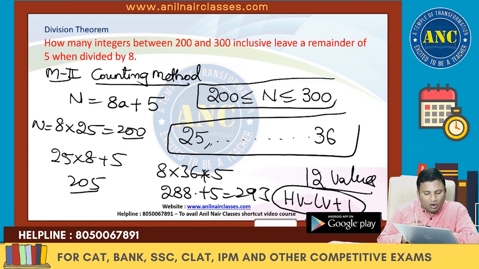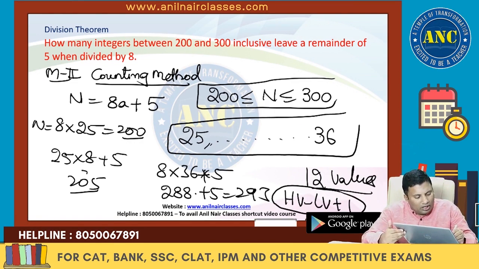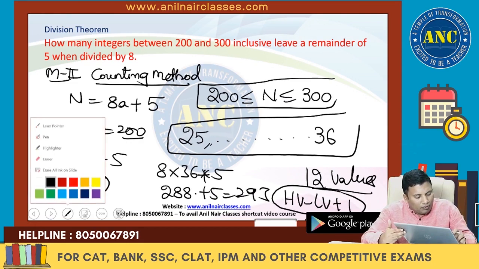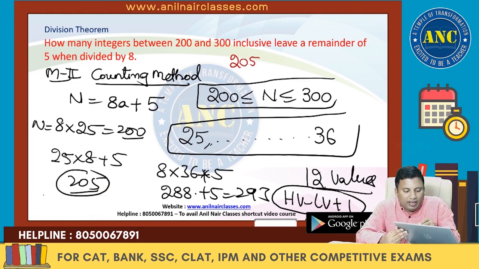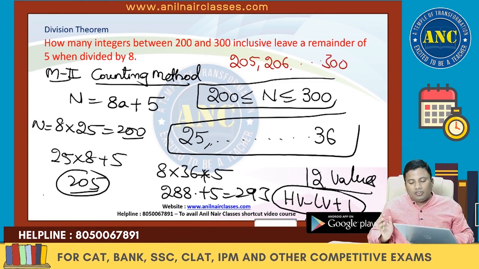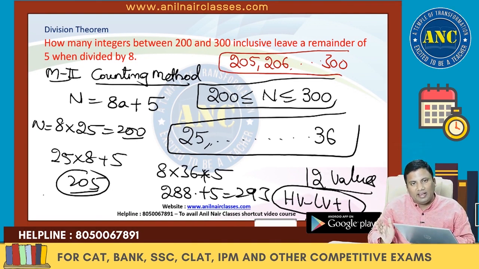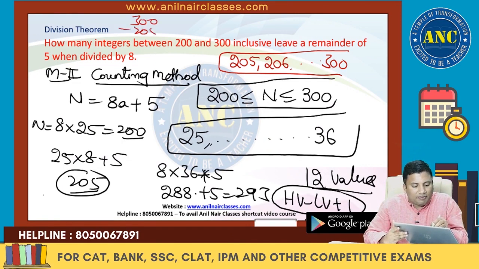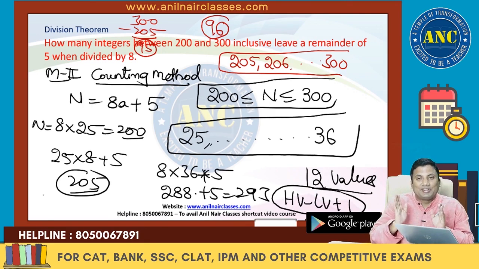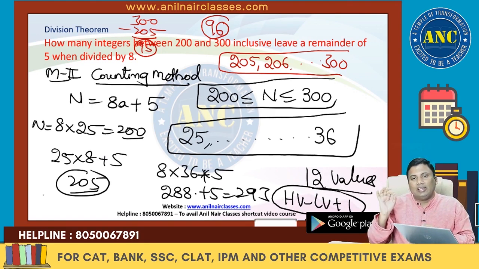See, you can also do it easily by using another method. The lowest value is 205, so it is starting with 205: 205, 206, till 300. Total how many values are there? 300 minus 205 is 95. Are you all with me? 95 plus 1 is 96. Total 96 values are there from the lowest value till the highest value.